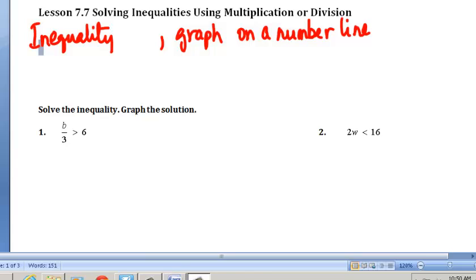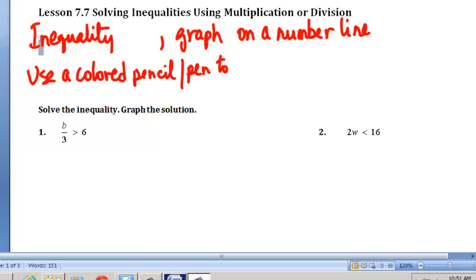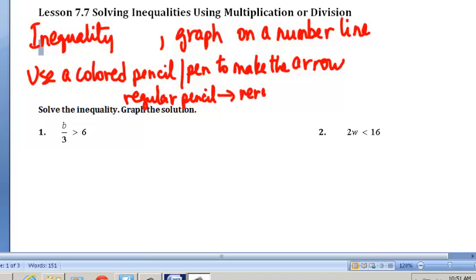And make sure that you use a colored pencil or pen to make the arrow on the number line, or if you're using a regular pencil, then I want you to make the line very dark so that I can see it.